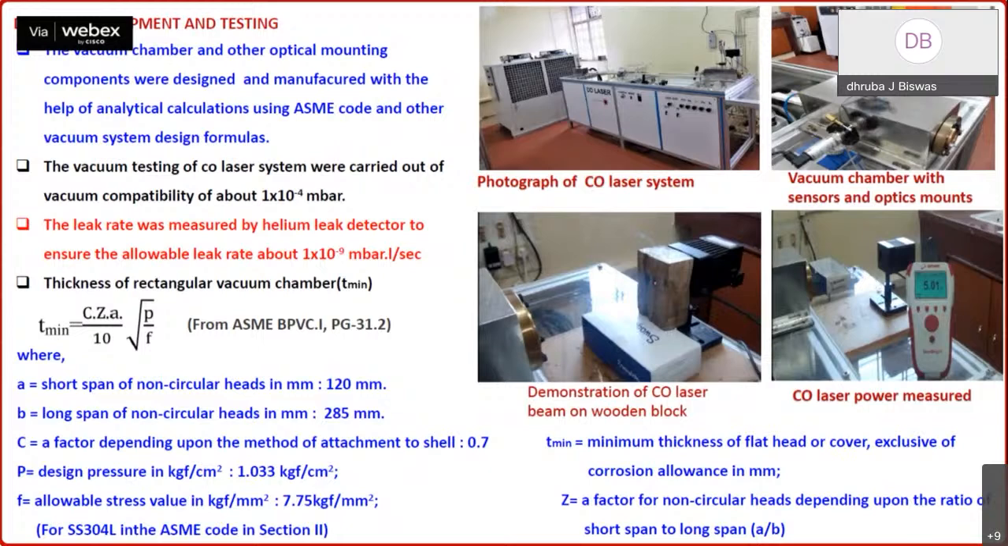So C is a factor depending upon the method of attachment to the shell. We have taken 0.7. P is the design pressure in kgf per centimeter square, that is 1.033 kgf per centimeter square. F is the allowable stress value in kgf per mm square, that is 7.75 kgf per mm square. It is taken from SS 304 in the ASME code section 2.